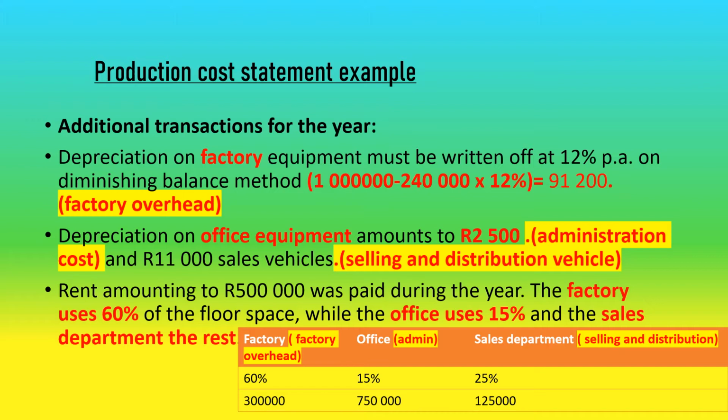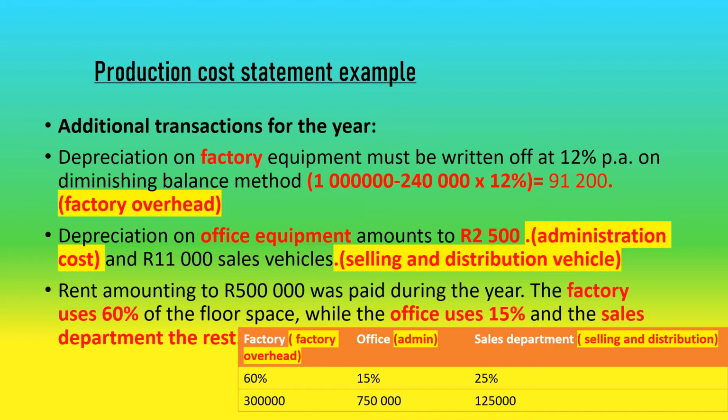Whenever we're calculating depreciation using the diminishing balance method, we always take our cost, or carrying amount, minus accumulated depreciation, times the diminishing balance rate. We know our cost of the equipment is 1 million. It was given to us, and then we deducted the accumulated depreciation of 240,000, and then multiplied it by the diminishing rate of 12%, which gave us 91,200.